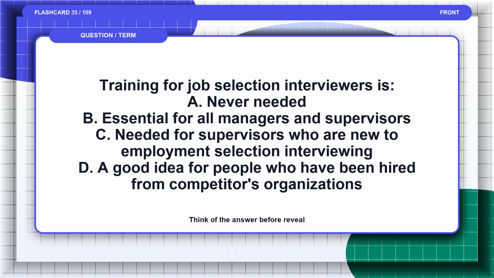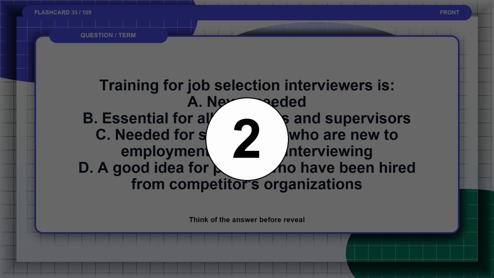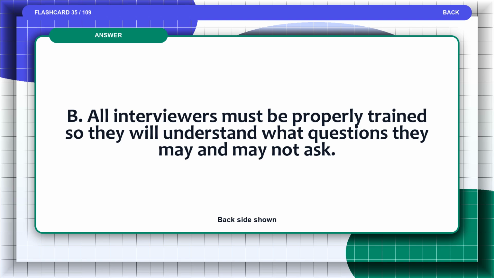Flashcard 35. Training for job selection interviewers is: A. Never needed. B. Essential for all managers and supervisors. C. Needed for supervisors who are new to employment selection interviewing. D. A good idea for people who have been hired from competitors' organizations. Pause and think of the answer before the reveal. The answer is B. All interviewers must be properly trained so they will understand what questions they may and may not ask.